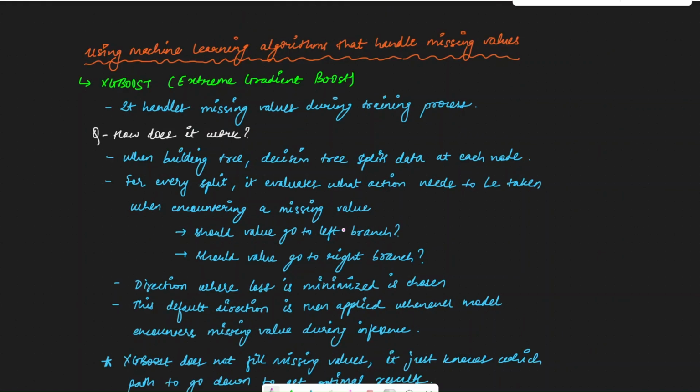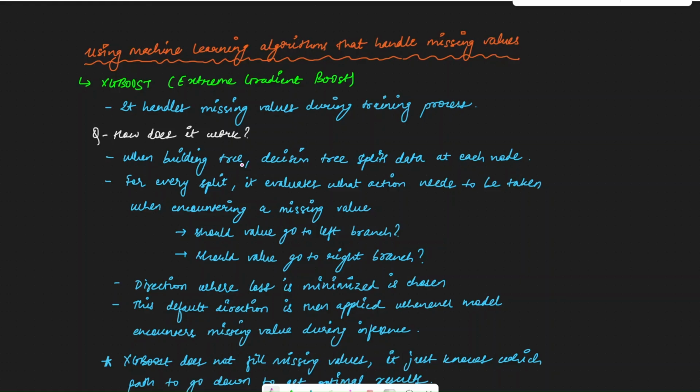Next set of techniques to handle missing values is to use those machine learning algorithms that inherently handle missing values. First such example is XGBoost, or Extreme Gradient Boost. This handles missing values during the training process itself. So how does this work?